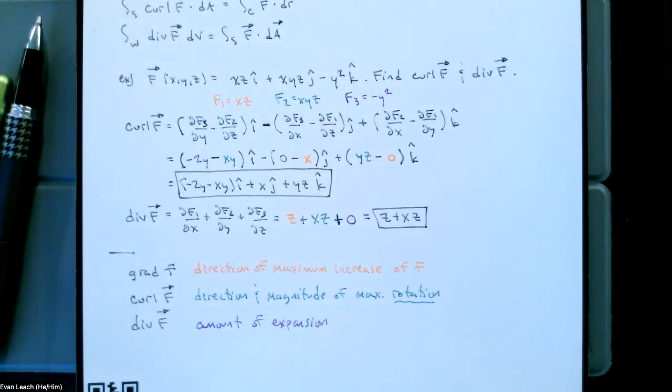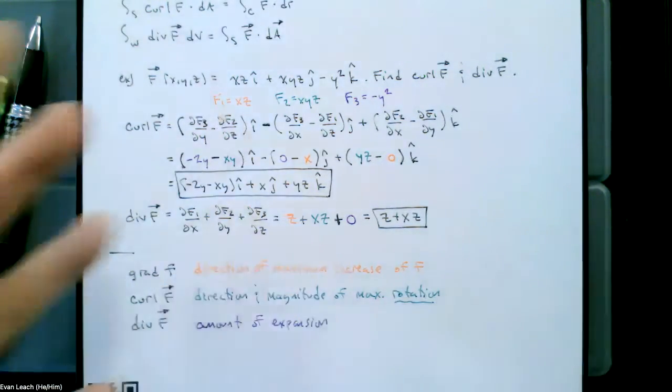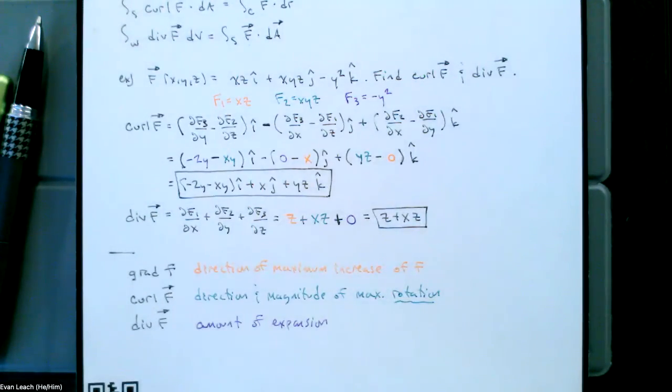Divergence is the amount of expansion at a point. So is our vector field expanding, for positive divergence, or contracting, for negative divergence? Here are our short descriptions for our three derivatives that show up in the fundamental theorem of calculus. Questions?